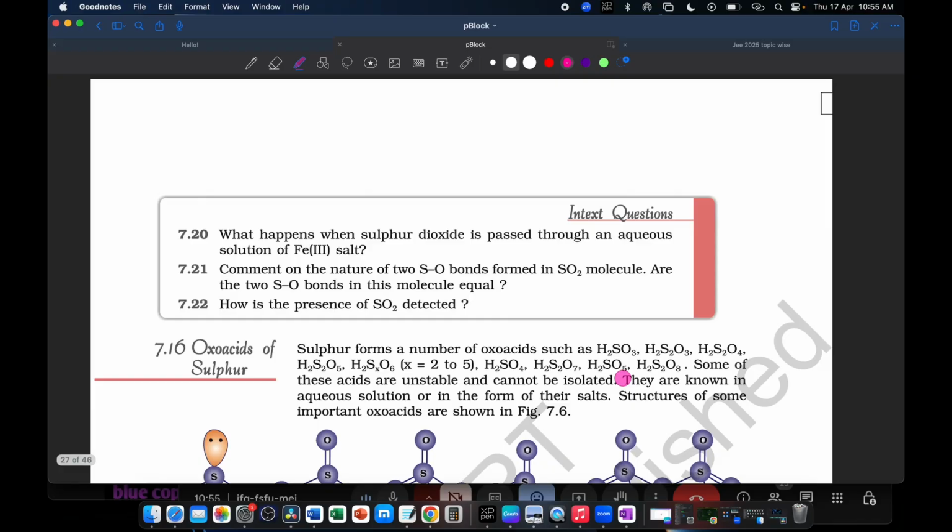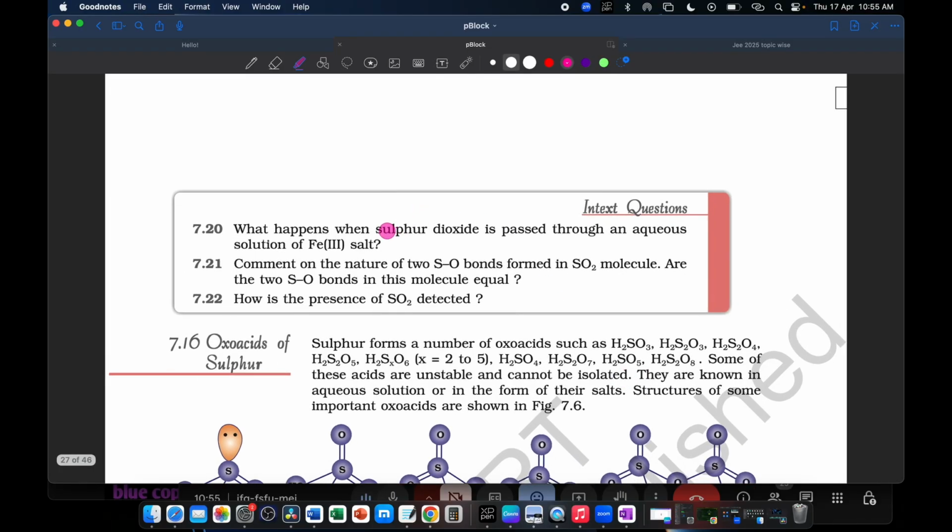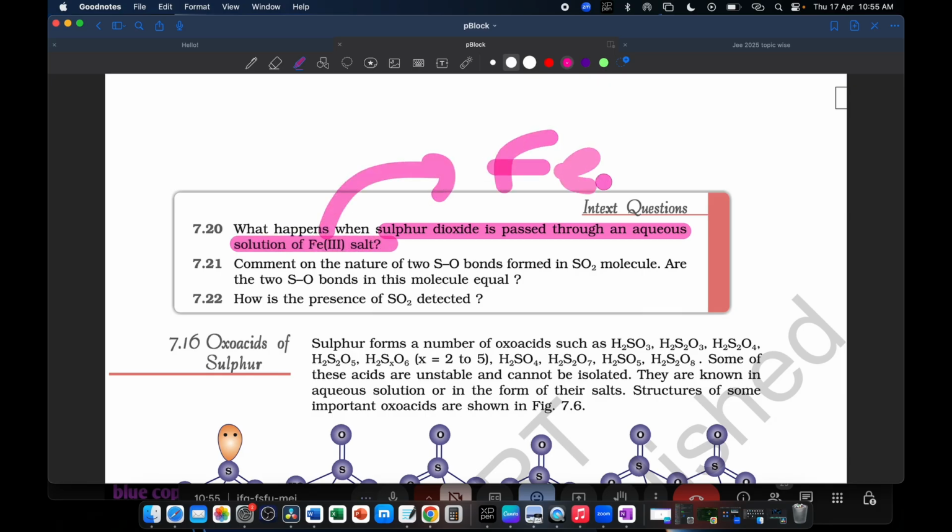So we'll take a few questions here. What happens when sulfur dioxide is passed through aqueous iron sulfate 3 solution? The iron 3 solution is reduced to the iron 2 solution.